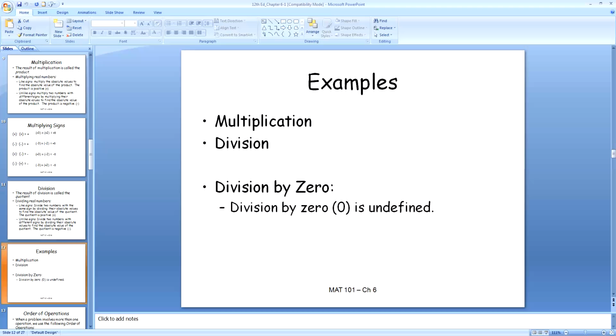One little pointer here is that division by 0 is undefined. In other words, you cannot have a division by 0. If you try it on your calculator, it will give you an error message.